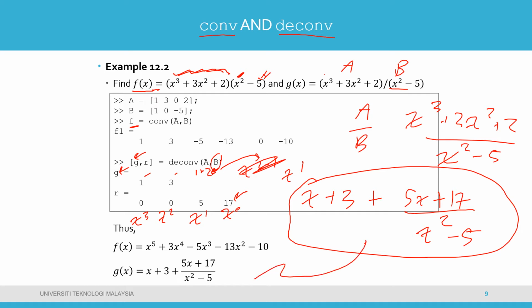Okay, this one is basically this one. So make sure you know that skill, how to convert the polynomial to vector and convert it back to polynomial. Okay, and make sure you understand what this vector and remainder vector are.